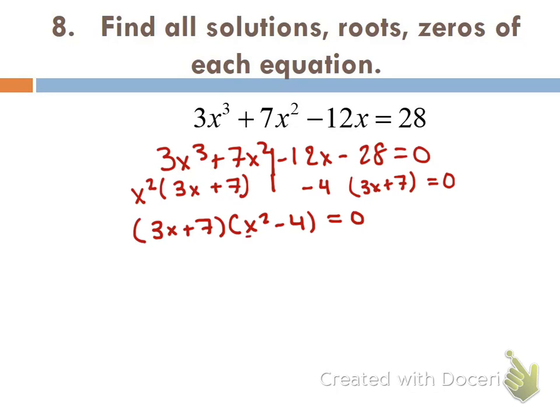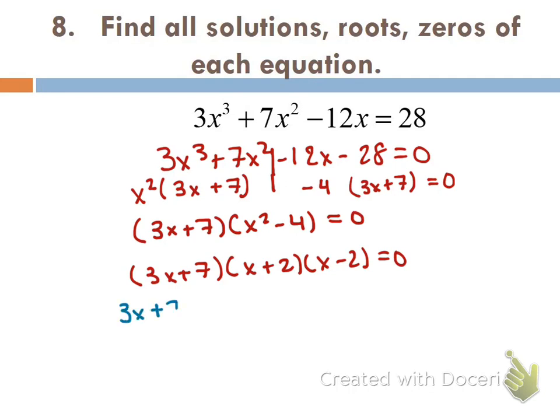Once I write those factors down, I notice I have x squared minus 4, which does factor further. We get 3x plus 7. It's a difference of perfect squares, so it becomes x plus 2 and x minus 2. Now that everything is completely factored, I set all my parts equal to 0. And I solve for x.